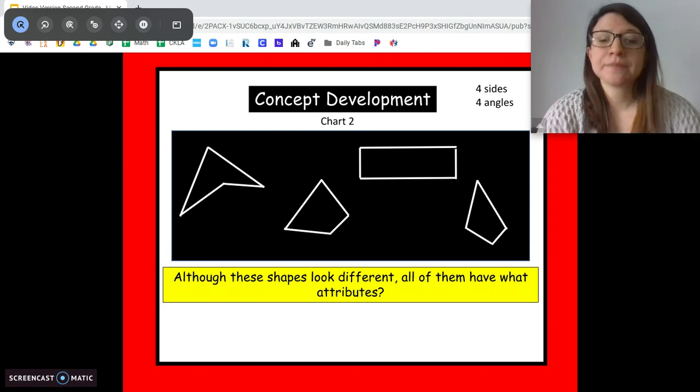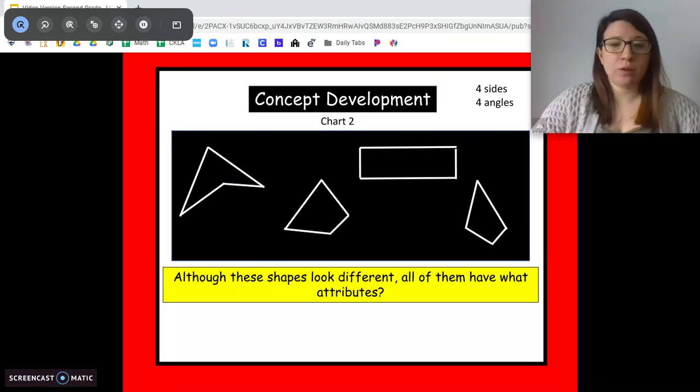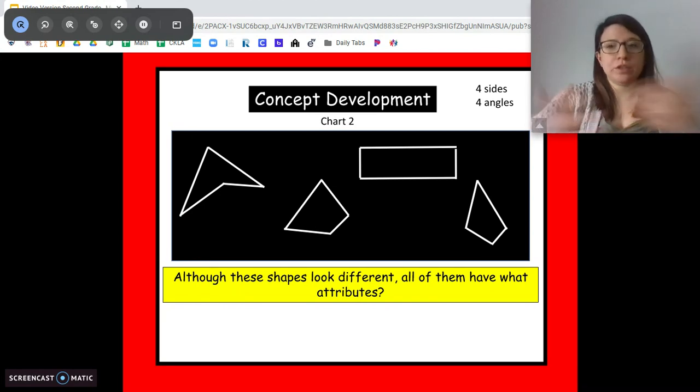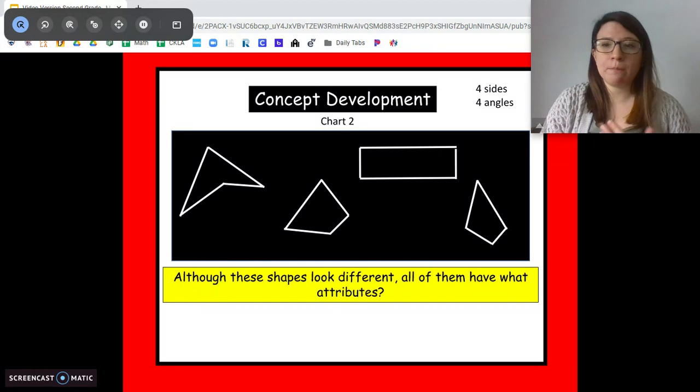What is the same about all of these shapes? Even though they look a little bit different, what is the same about all of them? I want you to either talk to me or talk to someone at home about the similarities between these shapes.